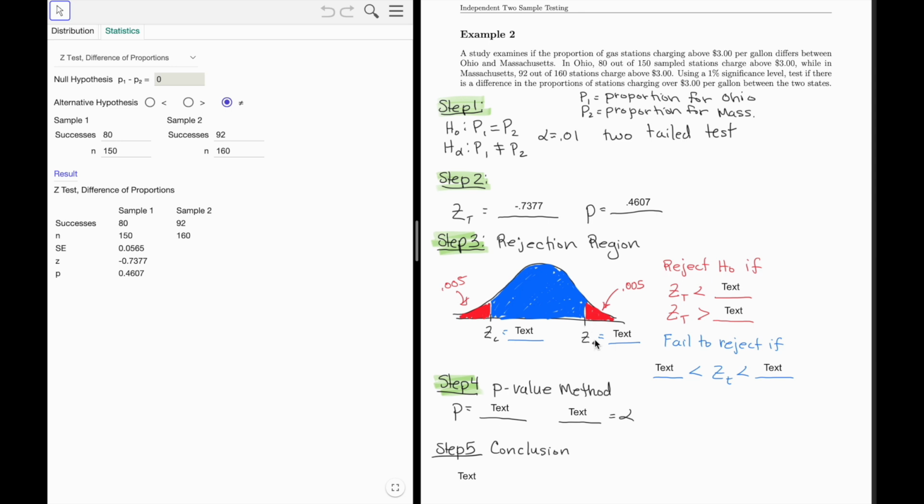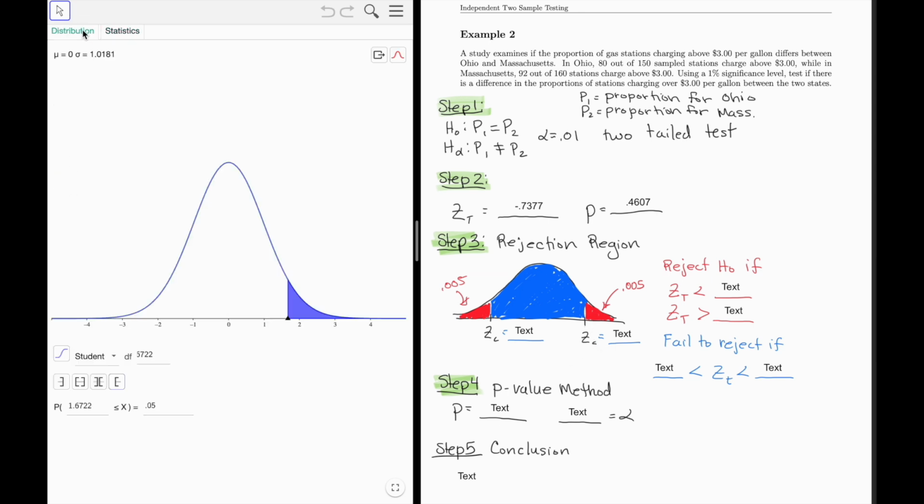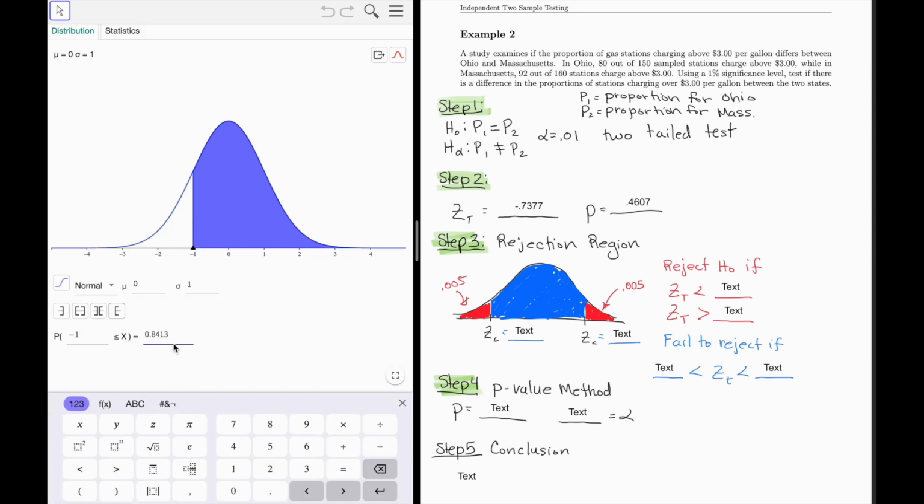So we need to find our critical value by going back to distribution. Because we are using the normal distribution to approximate the binomial distribution here for proportions, I'm going to make sure that I'm on the normal distribution. My mean and standard deviation should be 0 and 1 because we're doing z's. I'm already on the right tail, so I'll do the right tail first. So I have 0.005 for the area in the first tail. That gives me a critical value of 2.5758.